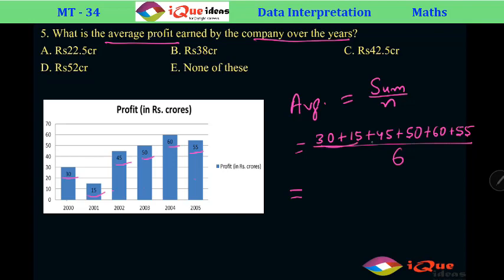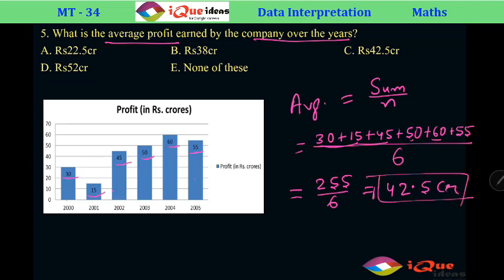Now 30 plus 15 is 45, 45, 90 and 50, it is 140 and 60, 200, 255 divided by 6. So this comes out to be 42.5 crores. So the average profit is 42.5 crore rupees, which is C option in this case. Okay, now let's go to the next set of data.